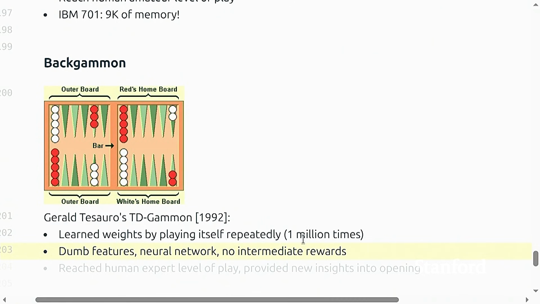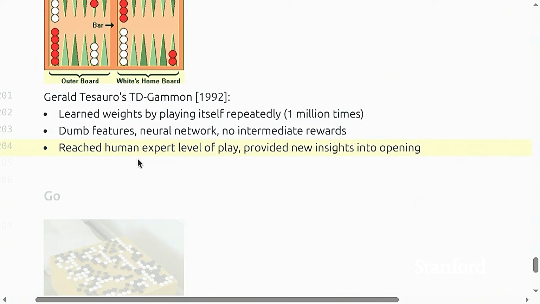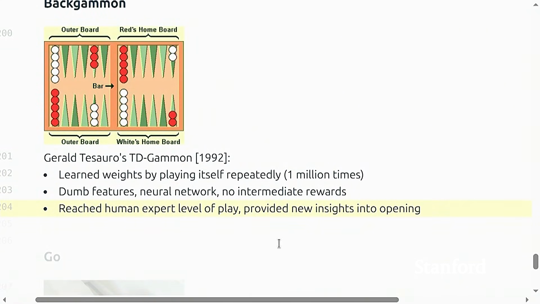So you can see the kind of direction. As you get more data and more compute, you don't have to engineer features quite as much. And now this reached a human expert level of play, not just an amateur level. And it was one of the earliest examples of providing new insights into the game. It provided new insights into how the first move should play out.